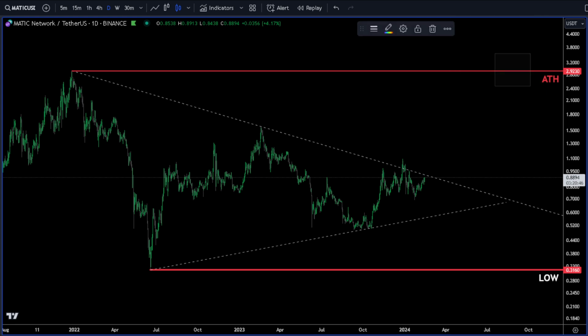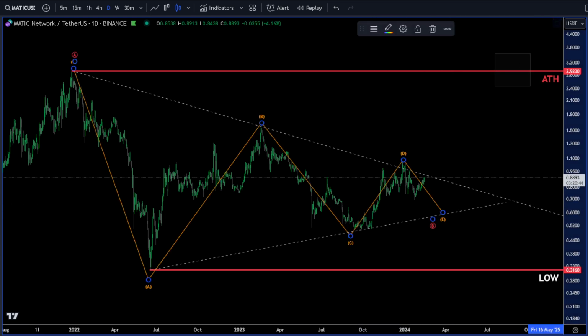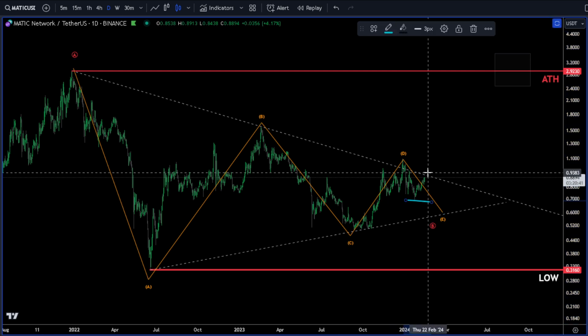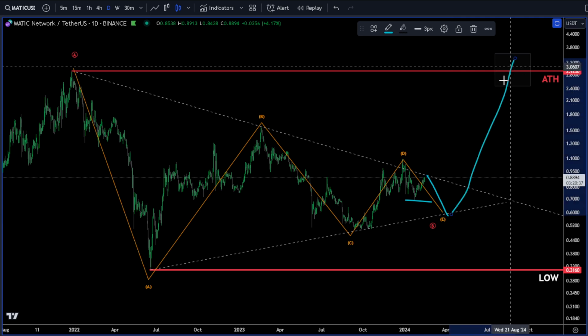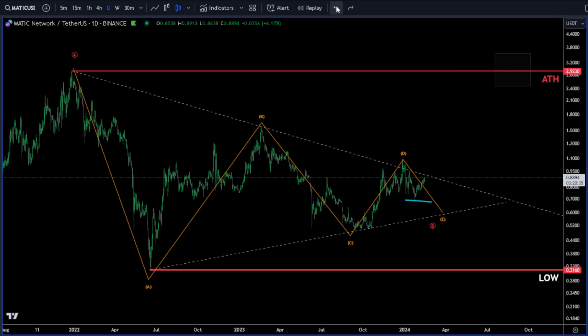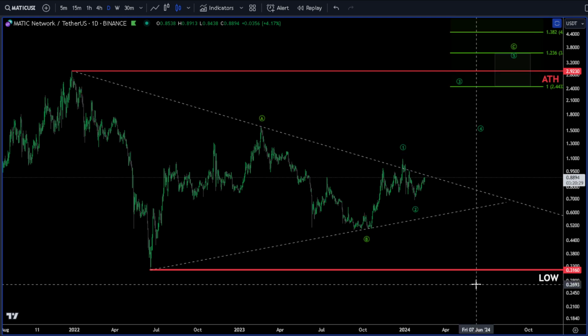Alternatively, if we fail and we don't hold this pivot, I would expect this to make an E wave to the downside in a larger triangle, in which case moving to all-time highs. So looking for those two scenarios currently. My primary is the ABC to the upside.